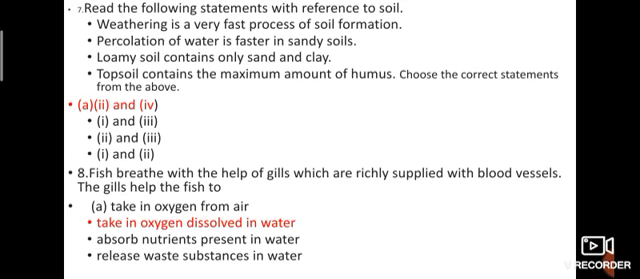Fish breathe with the help of gills, which are richly supplied with blood vessels. The gills help the fish to take in oxygen from air, take in oxygen dissolved in water, absorb nutrients present in water, release waste substances in water. What is the function of gills? Yeah, for breathing. So it takes oxygen from water. Okay, water has some amount of oxygen dissolved in it. So the fish takes the oxygen from water through the gills. So option B is the correct answer.